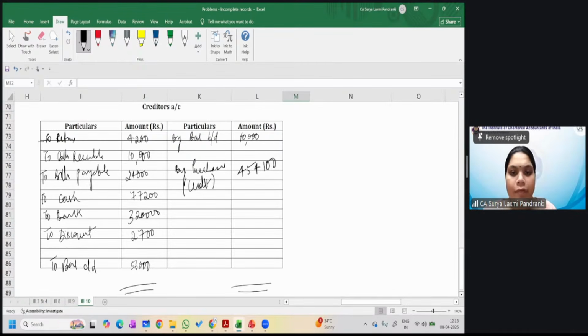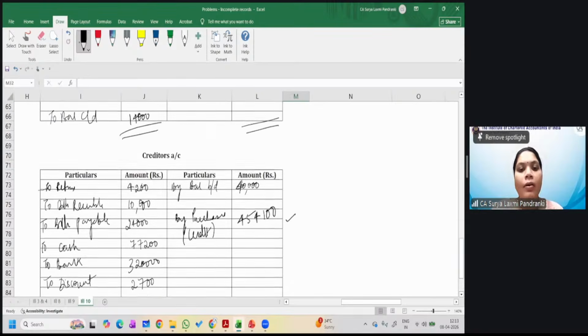Just check once if everybody is getting the same answer. Ma'am, the balance should be like 40,000. This is 40 only. 54,100. Right, it tallies, ma'am. The total will be 4,94,100. Is this right or wrong? It's right, ma'am. 4,54,100. Correct only, no? Yes, yes.